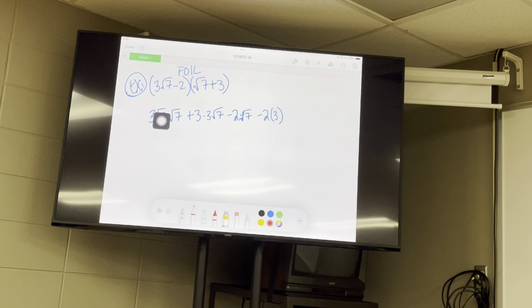On this first term, I have the square root of 7 times the square root of 7. I can combine those because they're both underneath a radical. I can't do 3 times 7, which would be 21, because the 3 is outside the radical and the 7 is underneath the radical. So, 3 times the square root of 7 times 7, plus we can do the 3 times 3 because both of those are outside of the radical, which would be 9 square root of 7. Minus 2 square root of 7 minus 6.